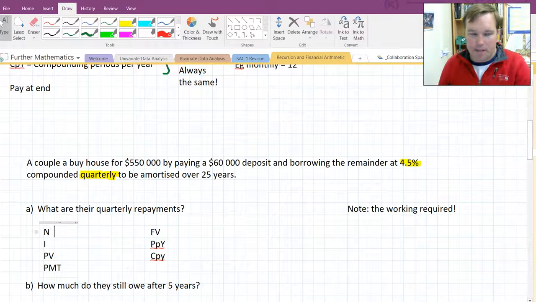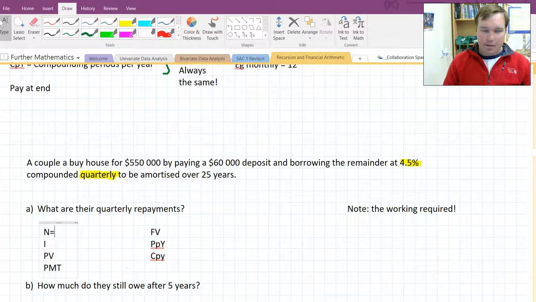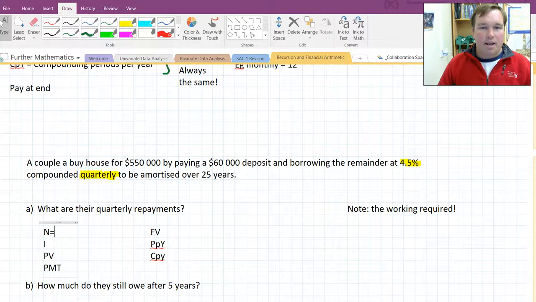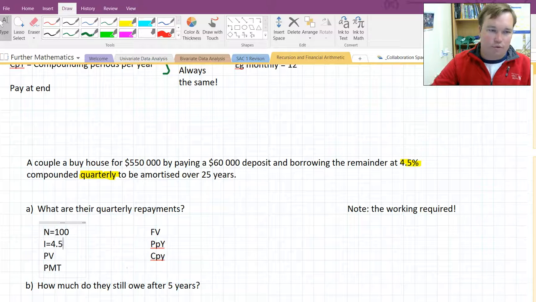You may have noticed up until now, the quarterly repayments have been given to you. We've always just said, oh, it's this amount. The reason is we can't work out what they are unless we use Solver. There's no recursive tool we could get it with. N is, well, quarterly for 25 years. There'll be 100 in there. I is always just 4.5.